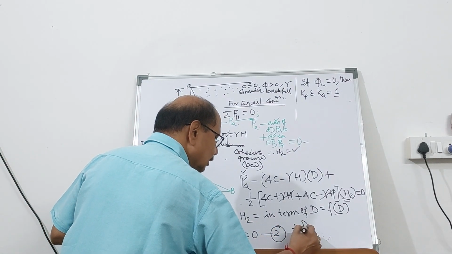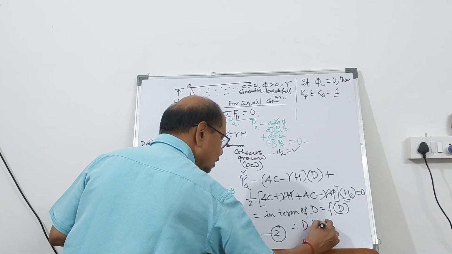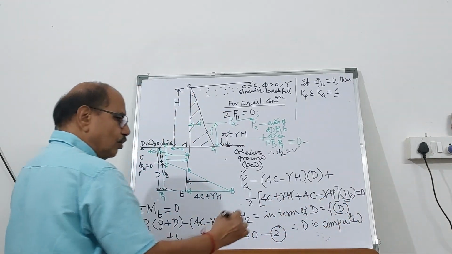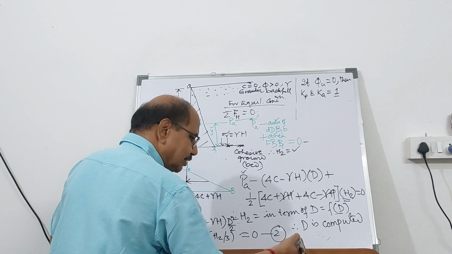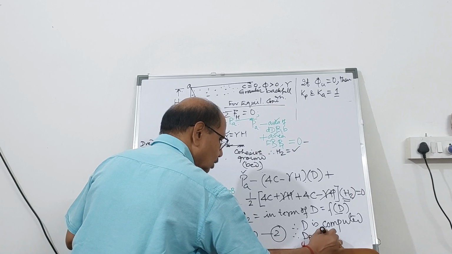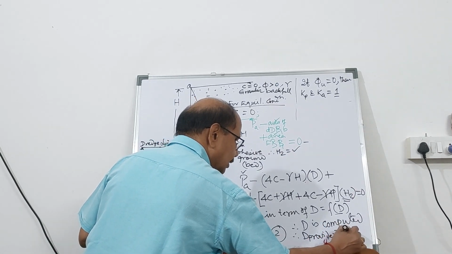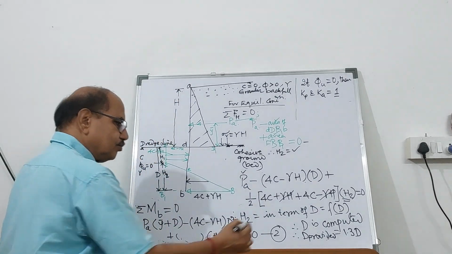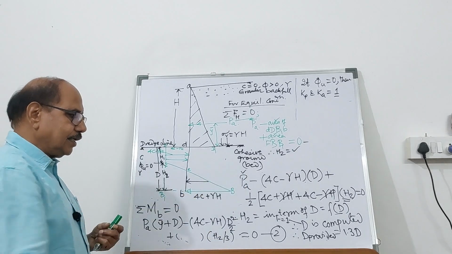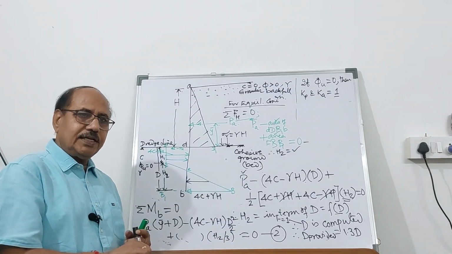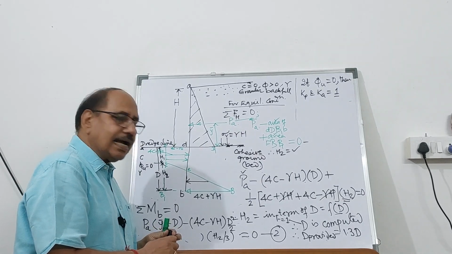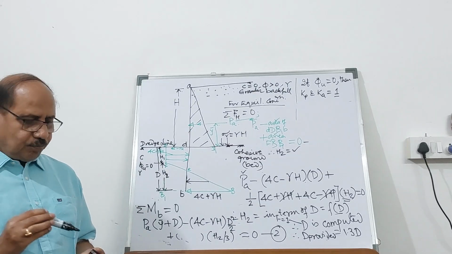Therefore, D is computed. This computed value of D should be increased by 30%. Therefore, D provided will be 1.3 times D. This is for factor of safety equal to unity. So you should increase the factor of safety, and 1.3 times D will be the value of D provided.